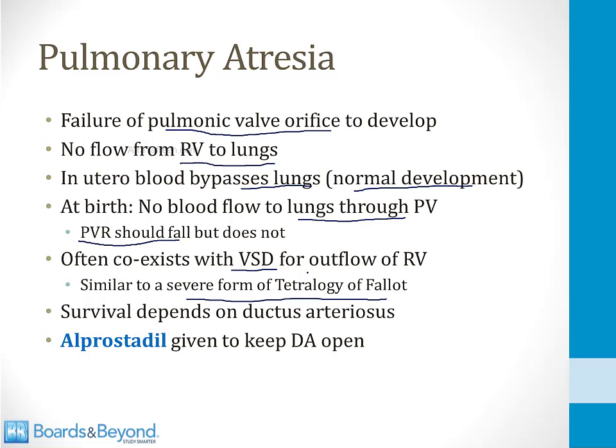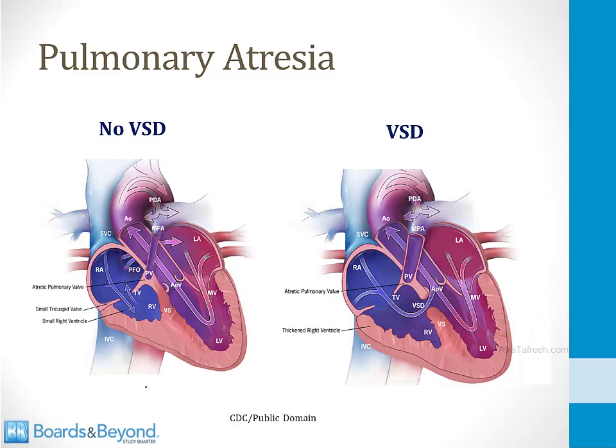And for a baby to survive with this condition, they need the ductus arteriosus to stay open. That allows blood to flow into the lungs, bypassing the atretic pulmonic valve orifice. And for that reason, the drug alprostadil is given to babies with this condition to keep the ductus arteriosus open. Here are some cartoons of pulmonary atresia.